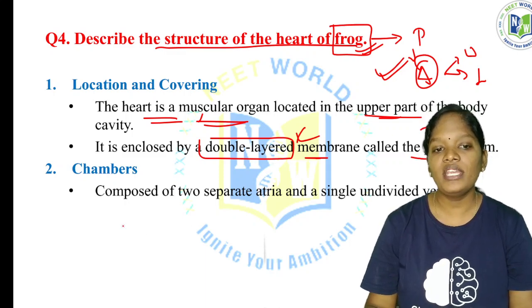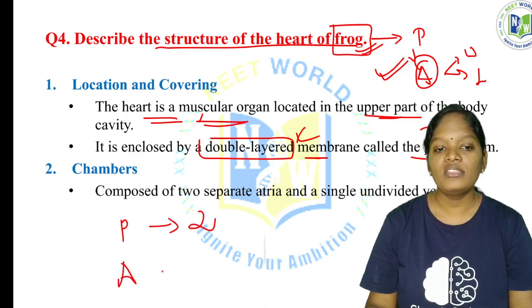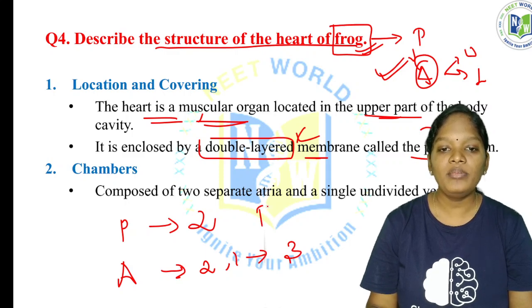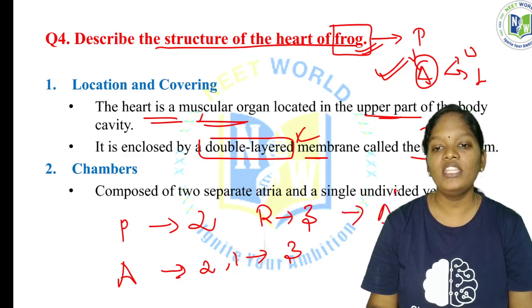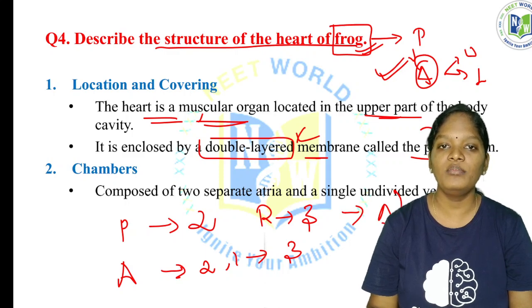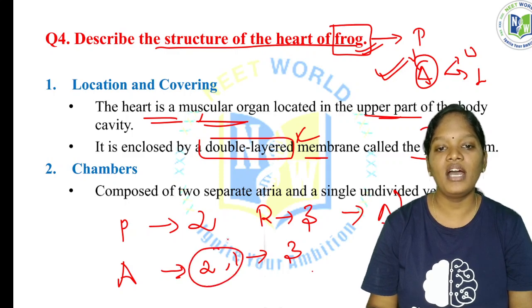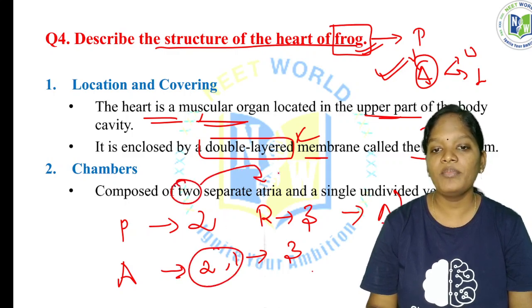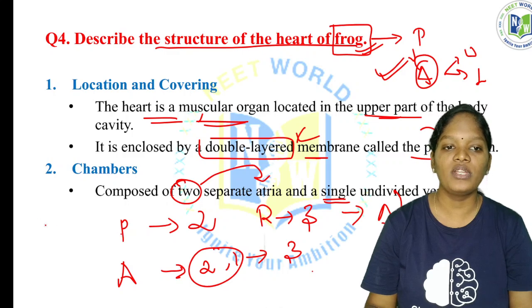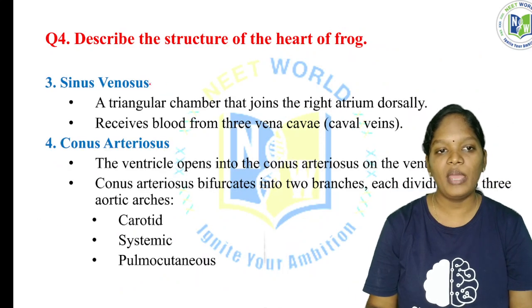The chambers. In fishes there are two chambers, one auricle and one ventricle. In amphibians there will be two atria and one ventricle, so totally three chambers of the heart. In reptiles, again three chambers, except the crocodile. In aves and mammals, we have four chambers of the heart, both in birds as well as mammals. The three-chambered heart has two atria and one undivided ventricle, as in amphibians.